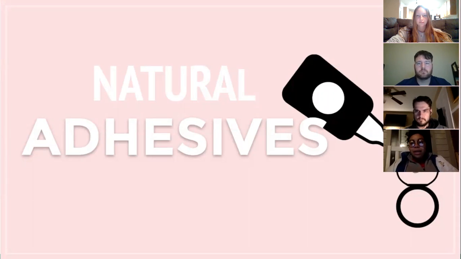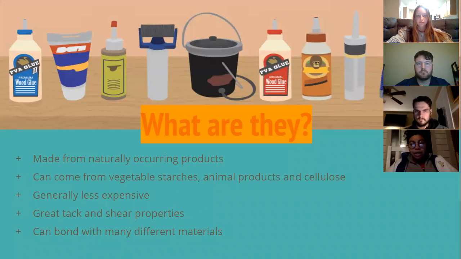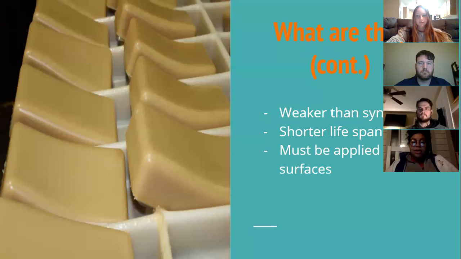Natural adhesives are made of naturally occurring products such as vegetable starches, animal products, and cellulose. They are a low cost and renewable source of glue and are often non-toxic. Natural adhesives are often very sticky, and this allows the glue to withstand stresses with its shear properties. They also have the ability to bond with a wide range of materials, giving it a greater appeal.